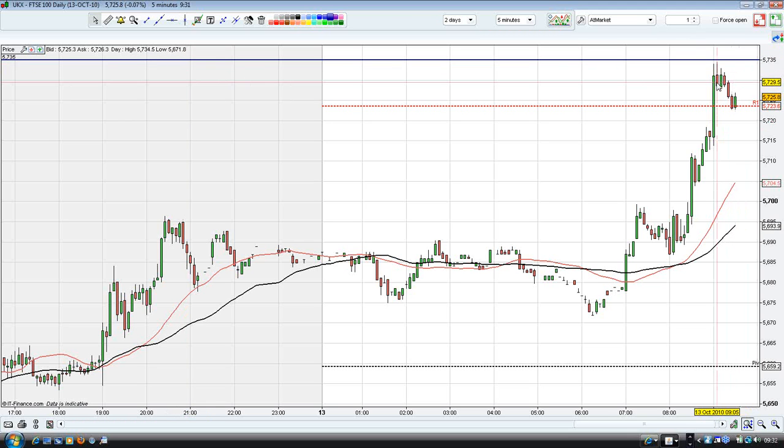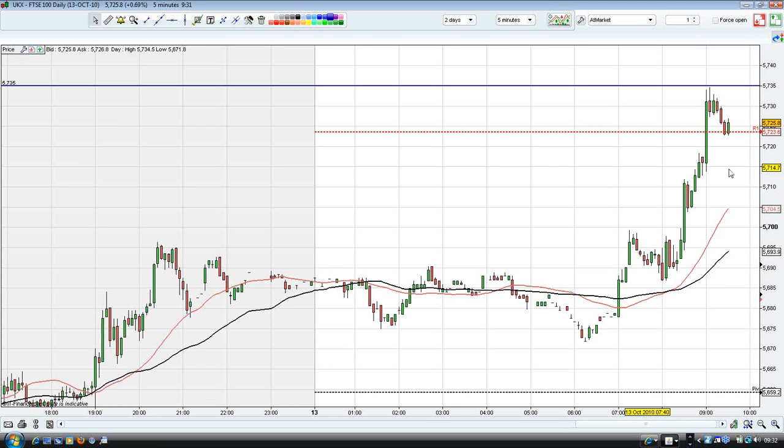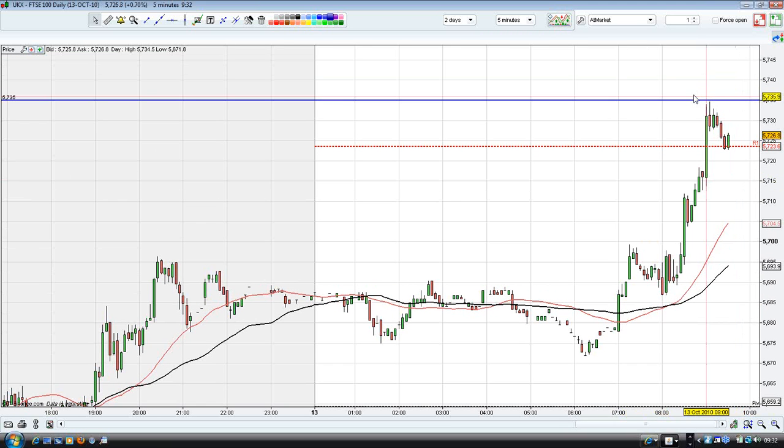Just check that again. Sorry, it's 5734.5. So the high there is 5734.5, so round up to 5735. That's the most recent high of the market. So one of the strategies you can use is to buy if the market breaks that high. We can buy at 5737. So that's a risky strategy, but it's a strategy you can use.